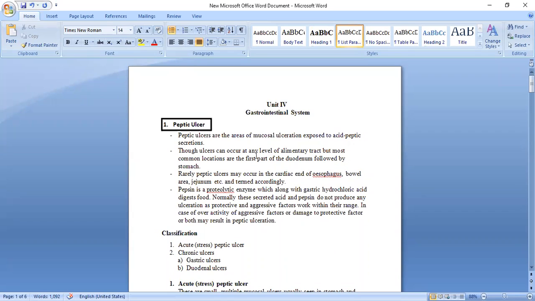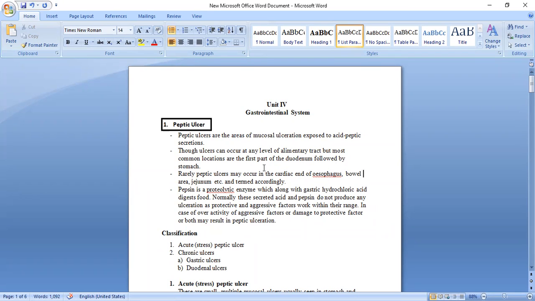Though ulcers can occur at any level of the alimentary tract, the GI tract, the most common location is the first part of the duodenum, followed by the stomach. Duodenum, which part? Starting part of the intestine. Which intestine, small or large? Small. Yes, very nice. Duodenum is the first part of the small intestine.